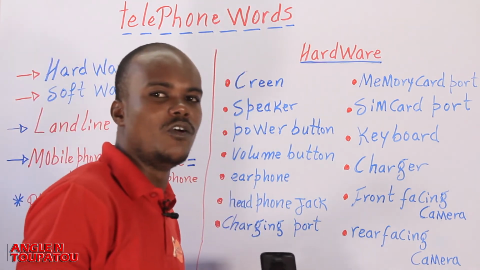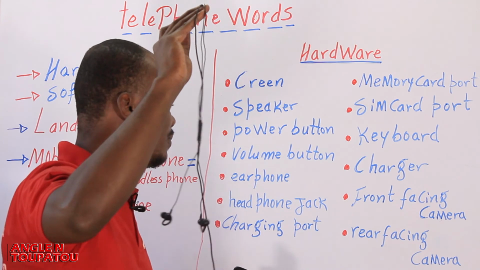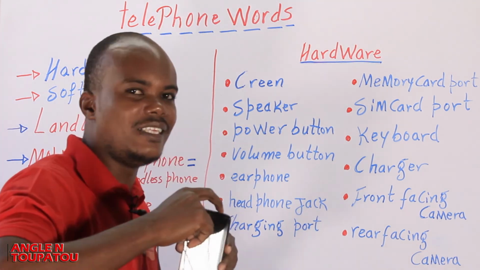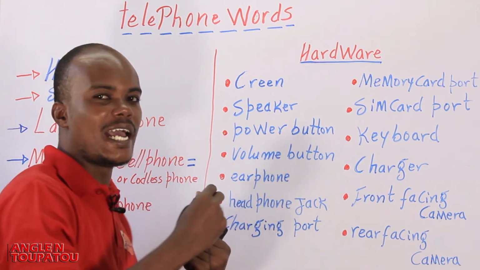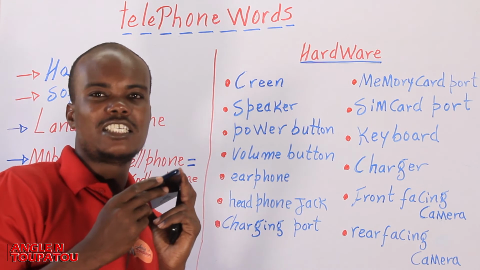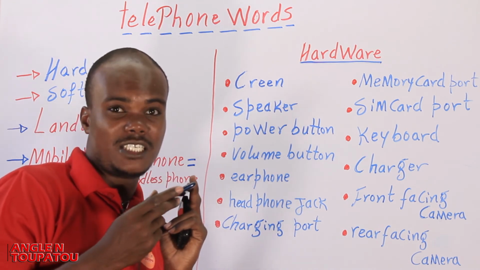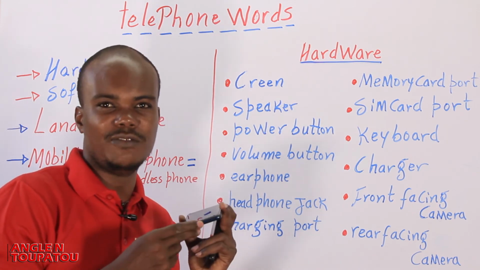And then earphone, ou bien we need headphone. And then where you can put the earphone, ou bien the headphone, they call it headphone jack. Headphone jack. Charging port, c'est côté qu'on charge le téléphone. C'est espace côté pour charger le téléphone. Charging port, c'est port pour charger le téléphone.